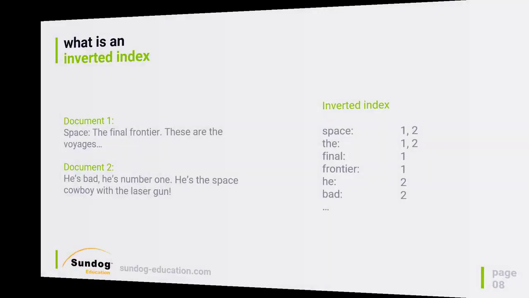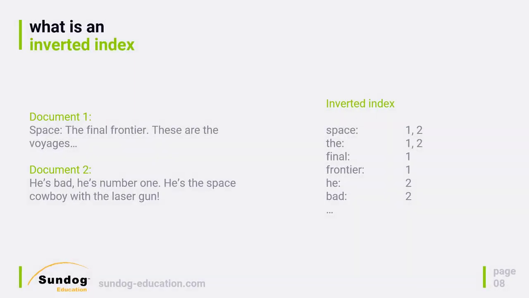Now, of course, it's not quite that simple. Basically, what is an index? Well, an index is actually what's called an inverted index, and this is basically the mechanism by which pretty much all search engines work. So the idea is that if I have a couple of documents, let's assume they just contain text data here. Let's say I have one document that contains space, the final frontier, these are the voyages. And maybe I have another document that says, he's bad, he's number one, he's a space cowboy with a laser gun. And if you understand what both of those are references to, then you and I have a lot in common.